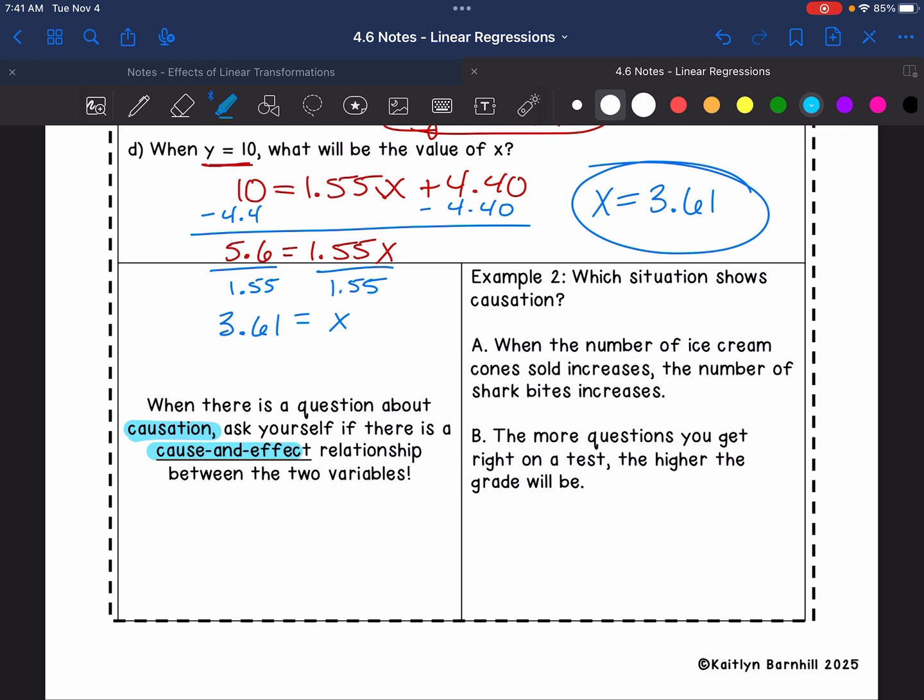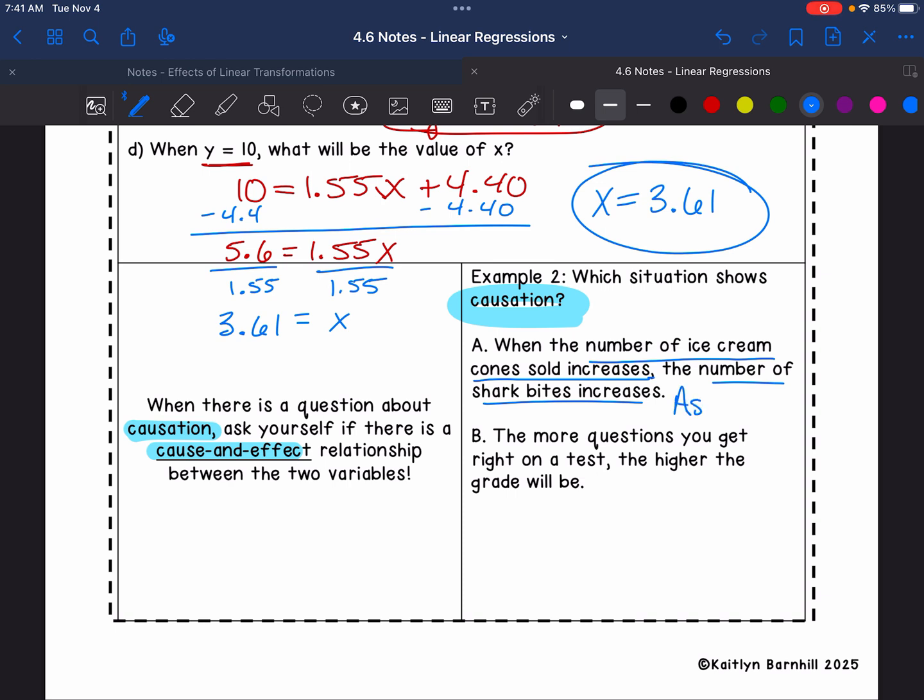So let's look at example 2. It says, which situation shows causation? So we're looking for a cause and effect relationship. So A says, when the number of ice cream cones sold increases, the number of shark bites increases. Does selling ice cream cause sharks to bite you? The answer is no. All right, this is not causation.